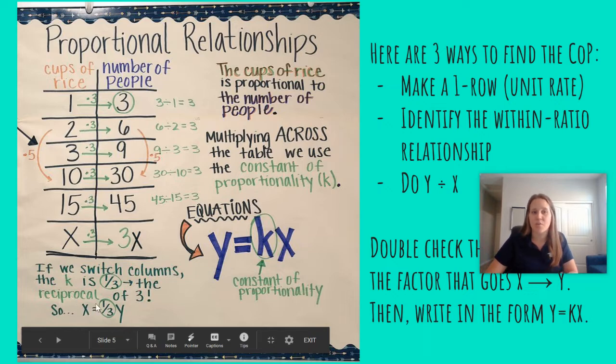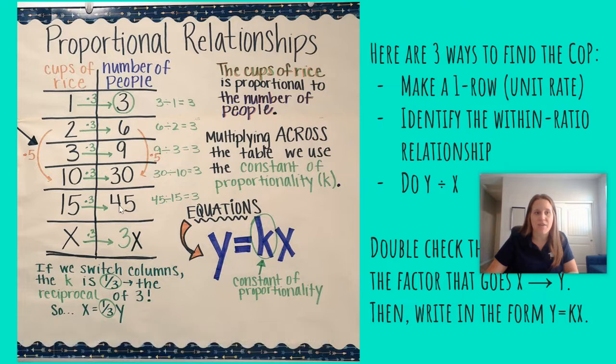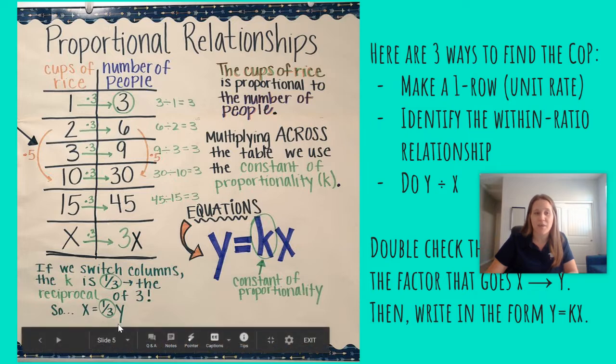You also switch the order of the x and y. That's because if I want to go from, let's say, 45 to 15, I have to multiply by 1/3. So my y times 1/3 is x. So in my equation, I have to show that y times 1/3 is x, right? So just look out that your COP is being multiplied to x.